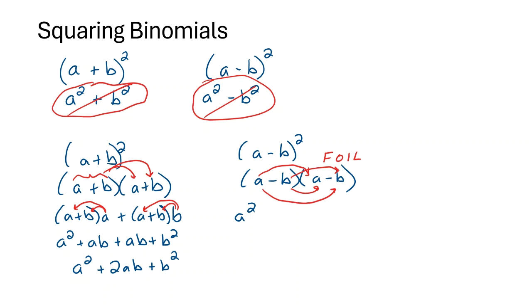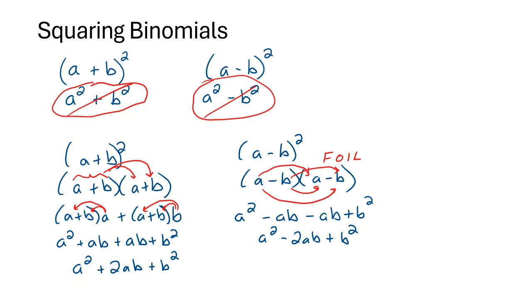So we would get a times a is a squared. a times negative b is negative ab. Negative b times a is also negative ab. And negative b times negative b is positive b squared. Combine like terms, and we get a squared minus 2ab plus b squared. All right, so algebraically we can see what the square of these binomials would be.